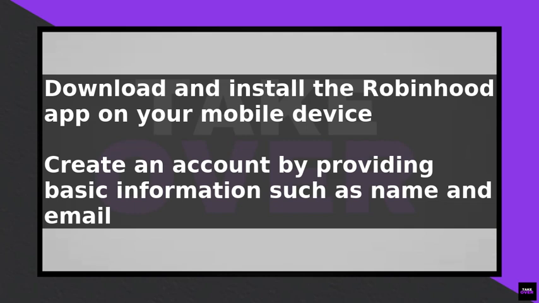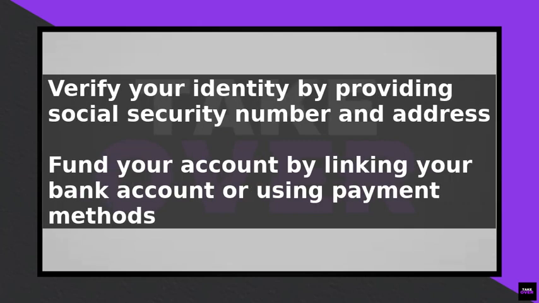Once you have the app, create an account by providing some basic information such as your name, email address, and password. After verifying your email address, you will be asked to provide some additional information to verify your identity, including your social security number and address. This is a standard procedure to comply with financial regulations. Once your account is verified, you can fund it by linking your bank account or using other payment methods.